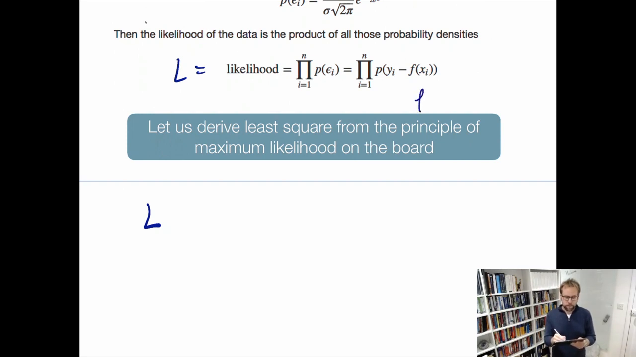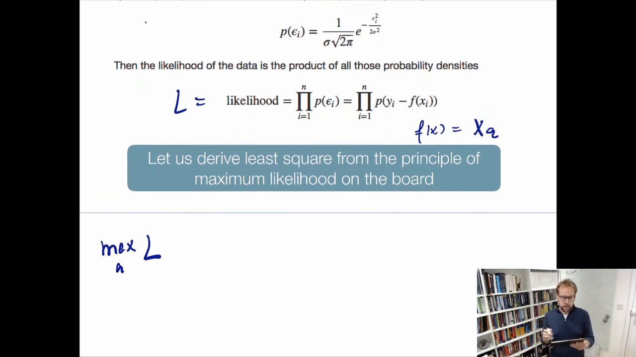So f of x would just be something like x matrix times a. So this involves the parameters a. So I want to maximize over all my parameters a the likelihood. So I want to find which a maximizes the likelihood. So maximizing the likelihood is nothing else than maximizing this product there. But we can actually see, if we plug in what we have here, if you just look at what L is, L is just this product, but we can plug it in.